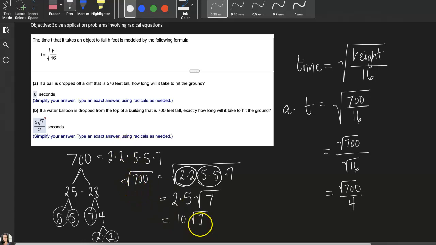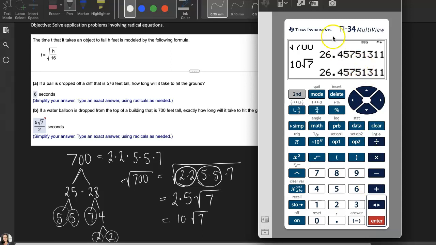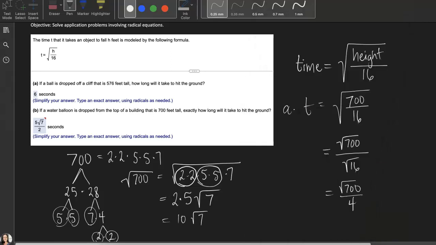I can verify this on my calculator real quick. So here I'm typing the square root of 700. Next, I want to type 10 square root 7. And notice that their decimal approximations are the same on my calculator, so I'm pretty confident that I have correctly simplified this radical in an exact radical form.